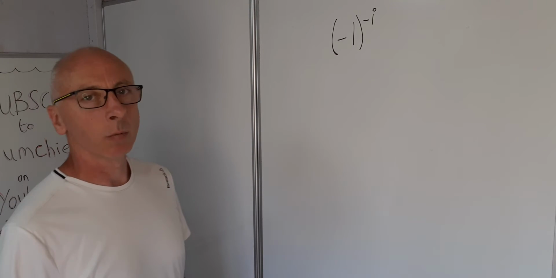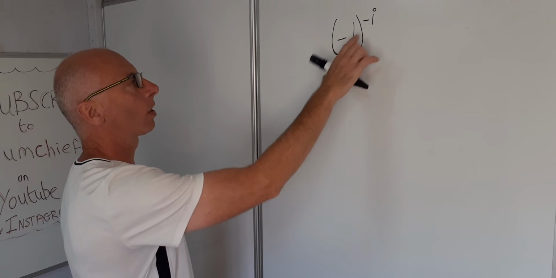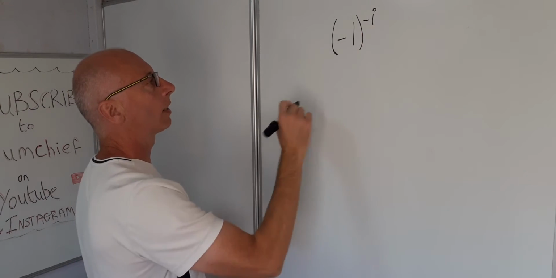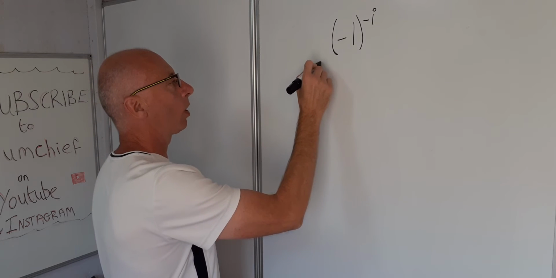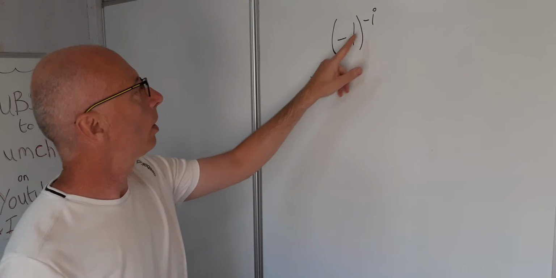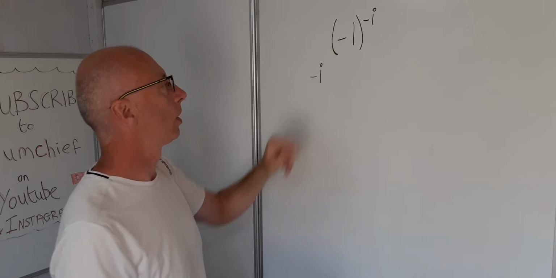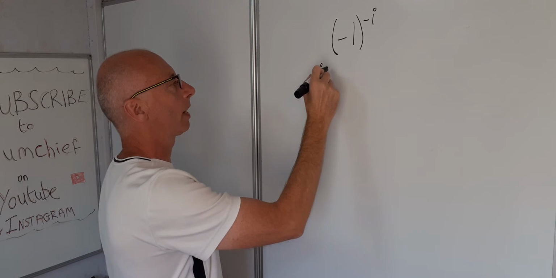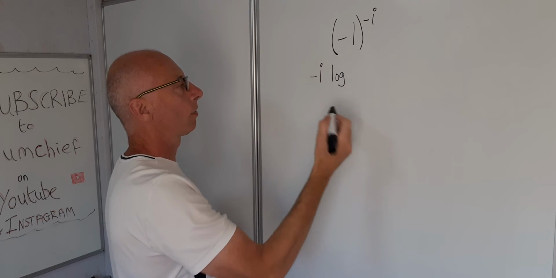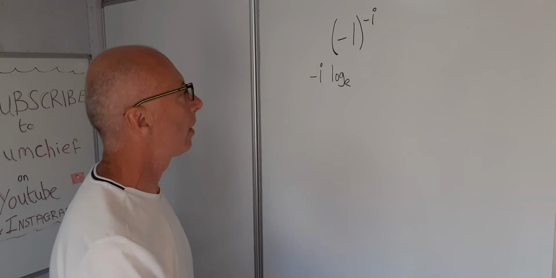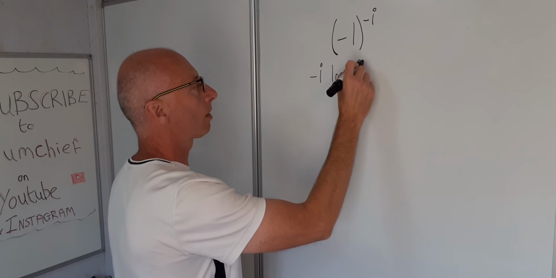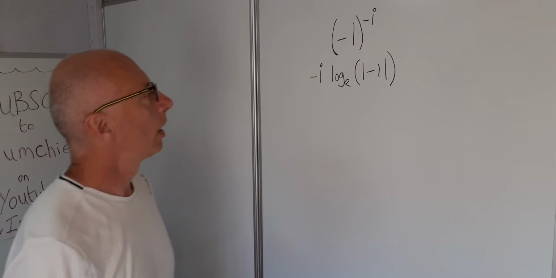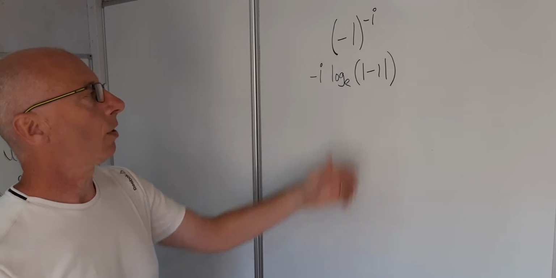One place to start would be to take the log of this term. If we take the log of that, by the properties of log, we have minus i, and then we take the log of minus 1. Now minus 1 is a negative number, so we'll need to put absolute value in there. So log, and of course we want base e, and then brackets, absolute value, minus 1. And that's where we are so far.